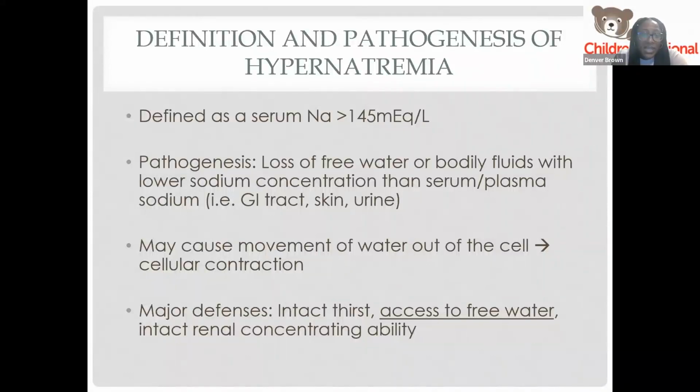The major defense that the body has against hypernatremia is an intact thirst and access to free water, as well as an intact ability of the kidneys to concentrate your urine. This is often why, unless we're talking about things like renal failure, we see hyponatremia much more than we see hypernatremia, because patients who have access to free water and whose brains work appropriately to trigger thirst can usually maintain, sort of treat themselves for, this hypernatremia.